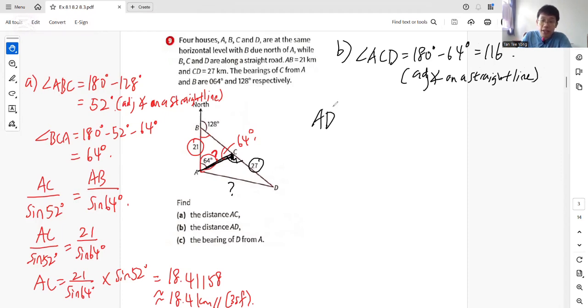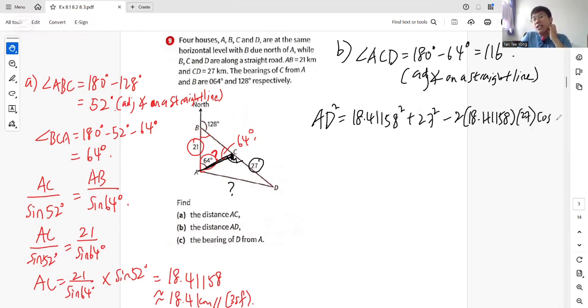So AD squared equals 18.41158 squared plus 27 squared minus 2 times both of them, 18.41158 and 27, cosine angle ACB, I mean ACD, sorry, which is 116 degrees. So this will work out to be AD squared equals 1503.826.